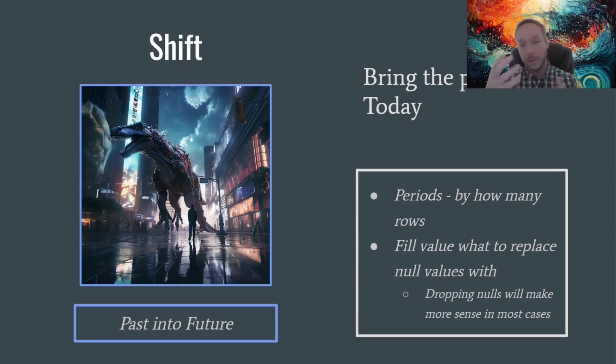Okay, and really related to shift, if you wanted to do that manually, you could do dot shift and bring the past into the future. But we need that because we need all of the values that we want to do mathematics on to be in the same row. This is very commonly needed when we're doing financial math.